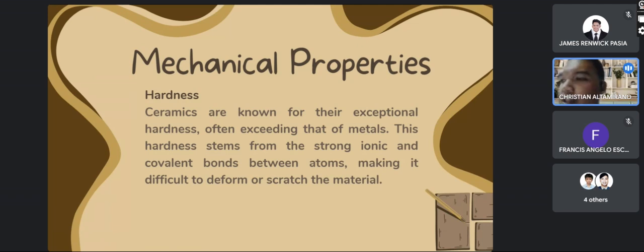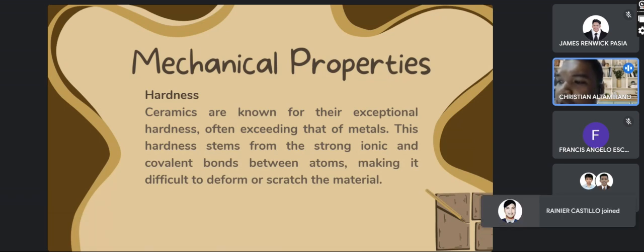To further understand ceramic, let us dissect its properties. The first notable mechanical property of ceramics is its hardness. Ceramics are hard materials that can often be harder than metals typically used. This stems from its strong ionic and covalent bonds between its atoms, which make it perfect for being an abrasive resistant material. Next slide, please.